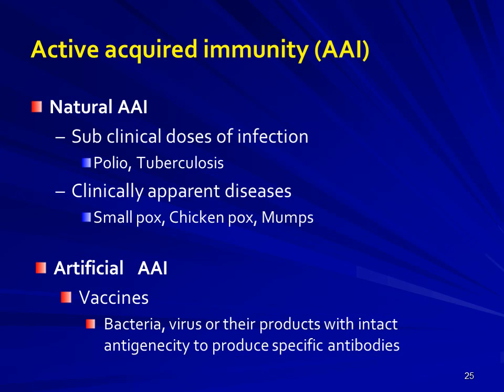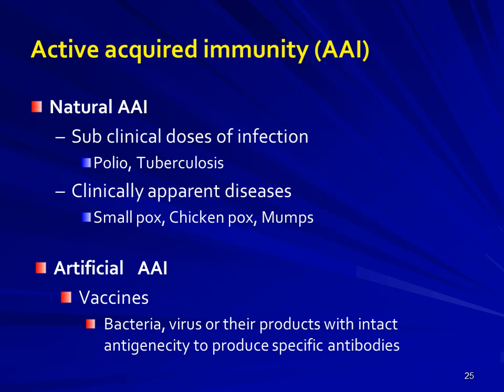And the next one is clinically apparent diseases like smallpox, chickenpox, and mumps. In these cases, the people get exposed to this kind of microbial agents. They stimulate the immune system, and the individual will suffer with the disease, followed by activation of the immune system. The antibodies would be produced, and these antibodies will give protection from smallpox, chickenpox, or mumps in later life.